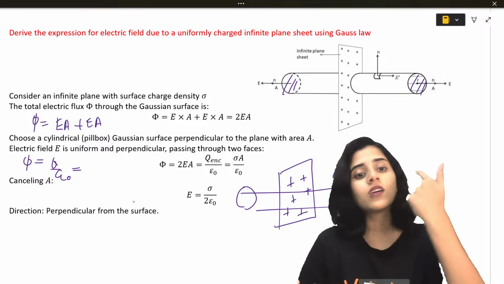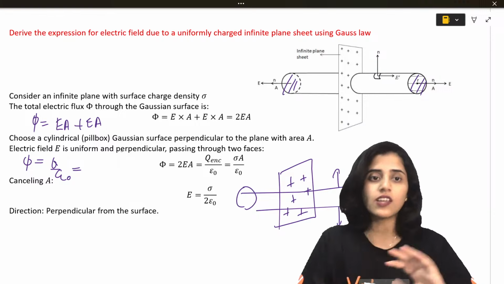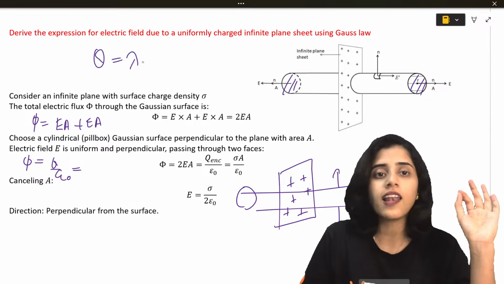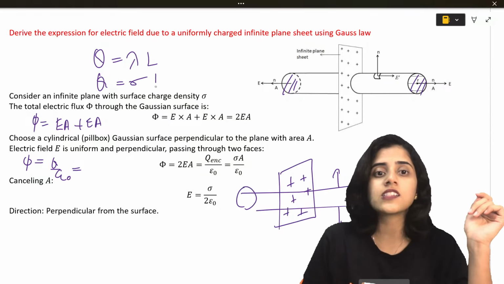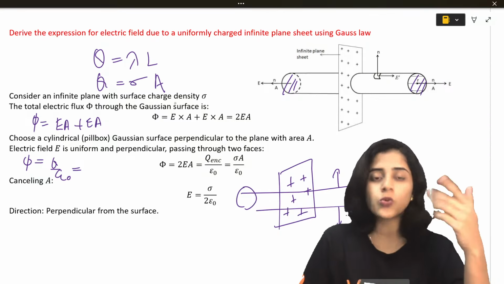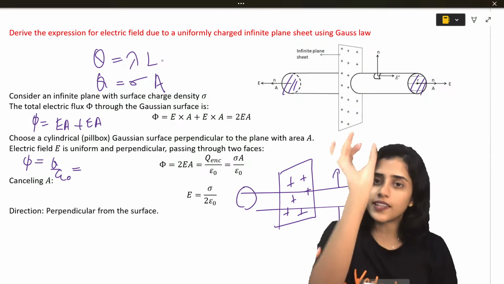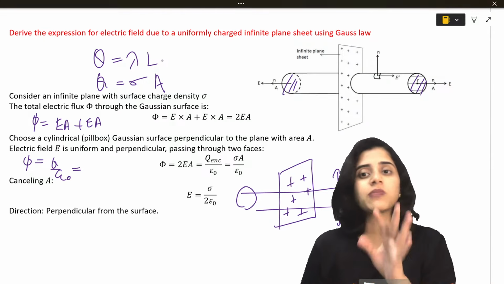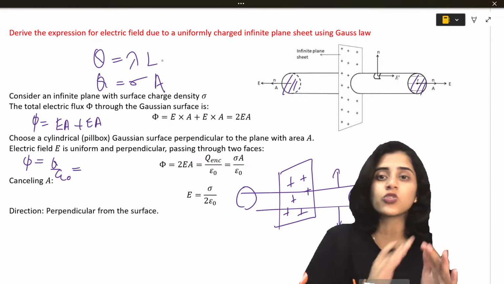Now here, what am I going to take charge as? In the previous question, I took Q as lambda L. Here I'm going to take Q as sigma A. What's the difference? There it was a line of charge, so I had to only take length, lambda into length. Here it's a full sheet of charge, so I'm going to take sigma into the area.